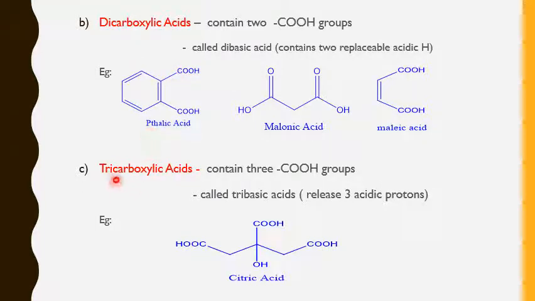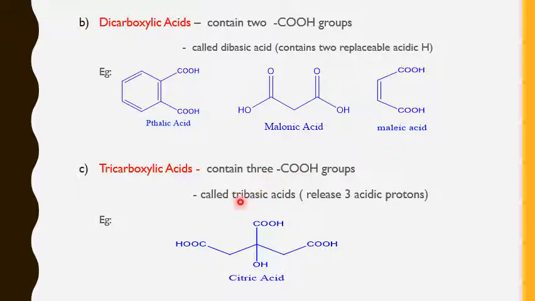And next is tricarboxylic acid. By this time we will be very clear: if it contains only one COOH, mono; two COOH, di. Of course, if it contains three COOH groups, then it is called a tricarboxylic acid. The other name for this is tribasic acid, because each COOH will release one acidic proton, and these acidic protons will react with the OH minus from a base. So it can satisfy three bases.